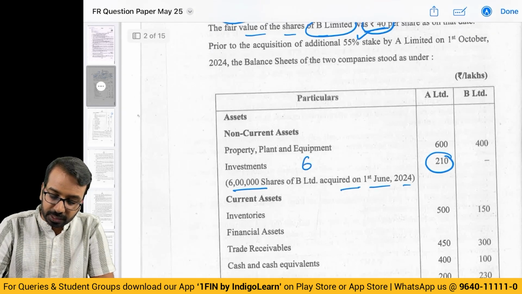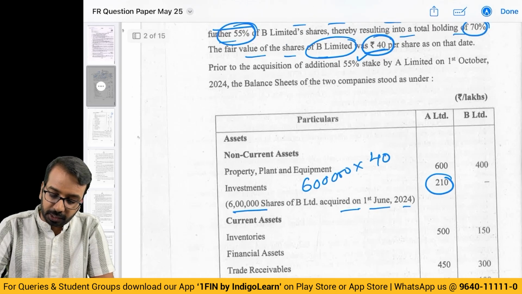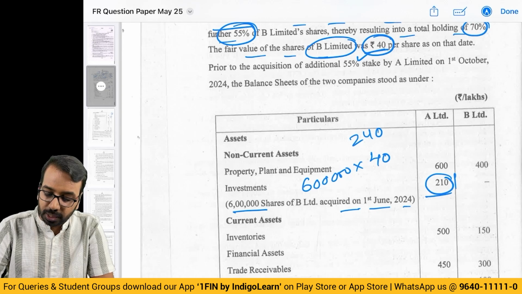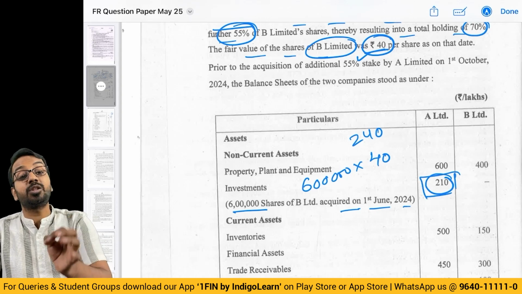Now you have 6 lakh shares at a valuation of 40. So 6 lakh shares into 40, 6 into 40 is 240 lakhs. So there is a gain of 30 lakhs. That gain has to be recognized in P&L.